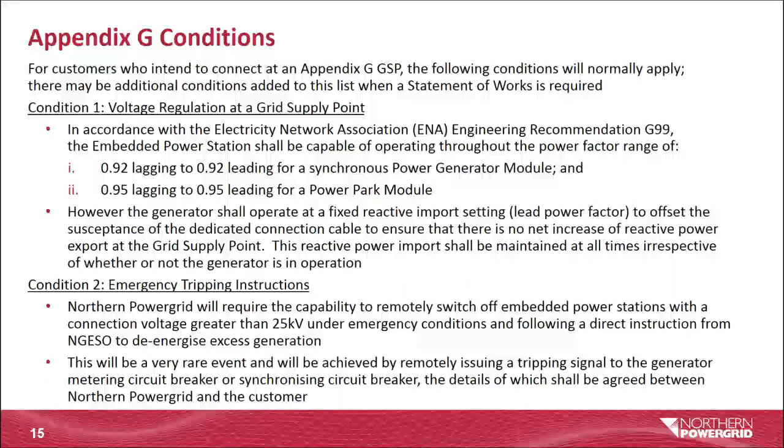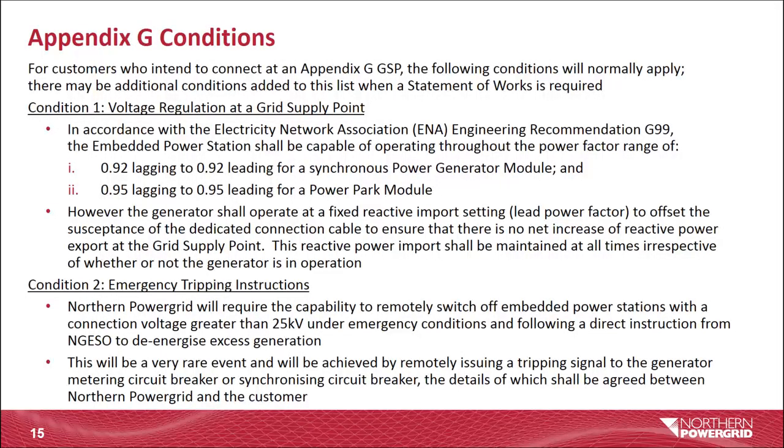There are 2 Appendix G technical conditions. This list may be expanded on in future, but there's a voltage regulation condition and emergency tripping. One is relating to power factor and one is relating to when, under direct instruction from the ESO, we would disconnect a generator. Please note these are only for new generation connections and it will be in the connection offer if these are made. If anyone has any questions regarding the Appendix G or the Statement of Work process, please ask them in the question bar and we'll respond to them at the end.